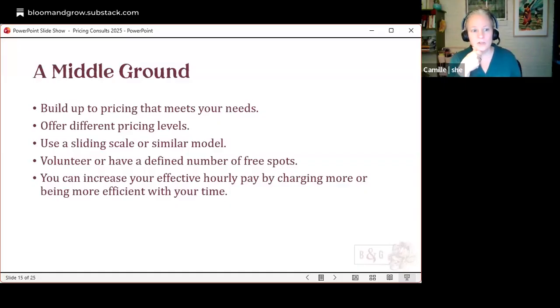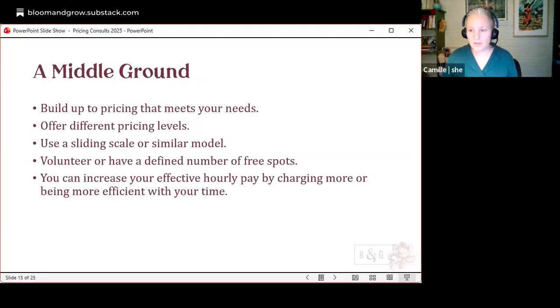Another option that you can do is offer different pricing levels. We will talk about sliding scale, pay from the heart, etc., in just a moment here. You can have a certain number of free spots that you say, I am going to have one free client a month or 5 free clients a month, and then all other spots are paid. And you can just let those fill as they fill, and then either you have spots or you don't.